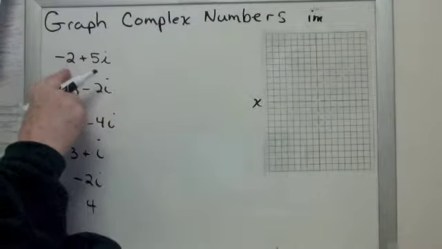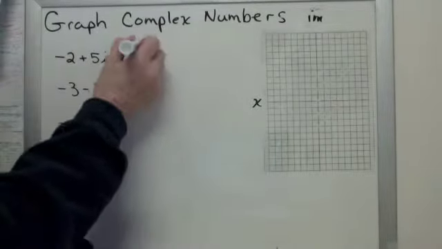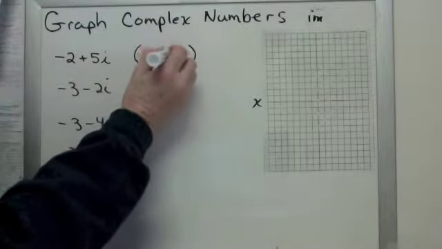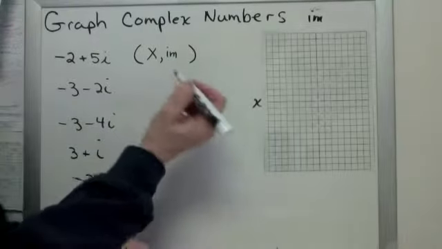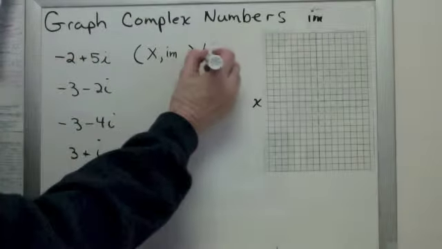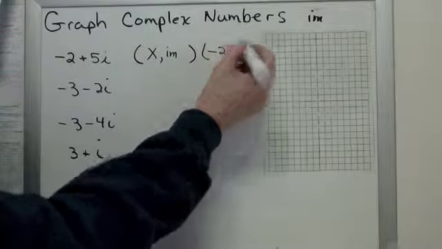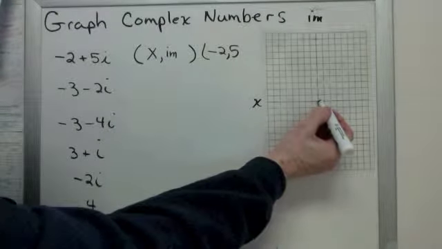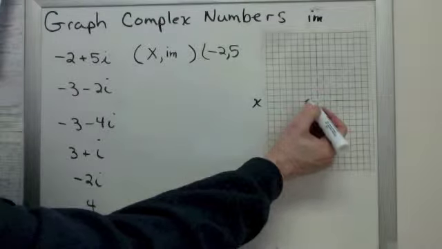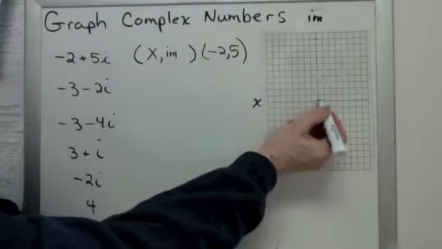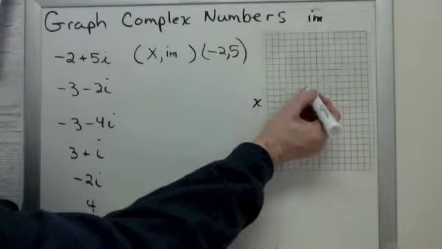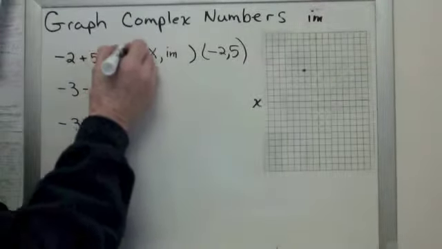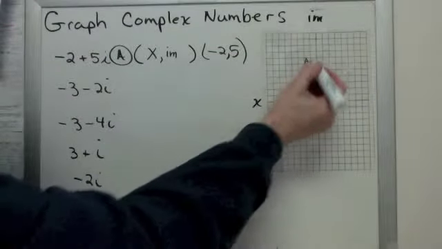And then you graph just like you would graph regular numbers. So, you always graph the x first. If I were to write an ordered pair, it would be x and then the imaginary number. So this ordered pair would be -2, 5. Well, how do I graph -2, 5? Go over here, start at 0, 0, -2, and am I going up 5 or down 5? -2 and up 5. 1, 2, 3, 4, 5. So let's call that point A. All right, there's point A.